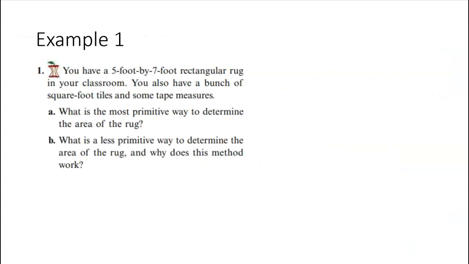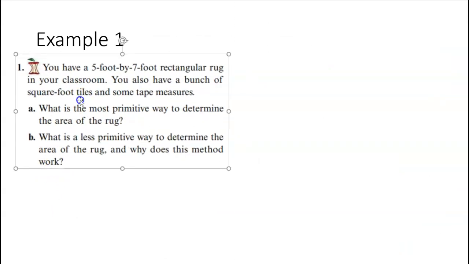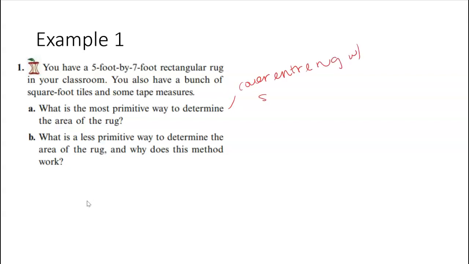Let's do an example. You have a 5-foot by 7-foot rectangular rug in your classroom. You also have a bunch of square foot tiles and some tape measures. What is the most primitive way to determine the area of the rug? That would be to cover the entire rug with those square foot tiles and then count them and see how many you've got.